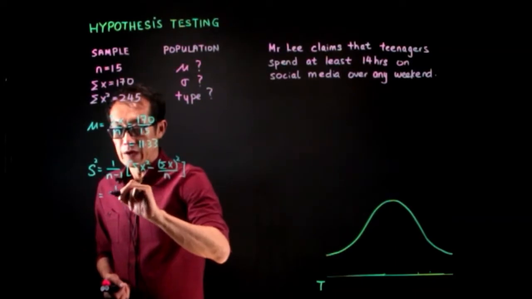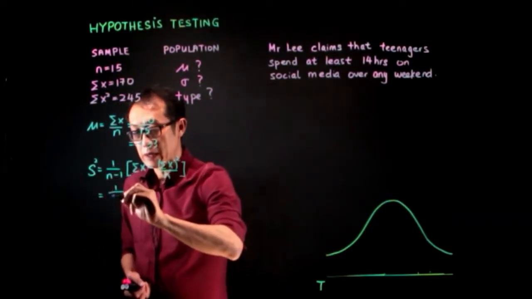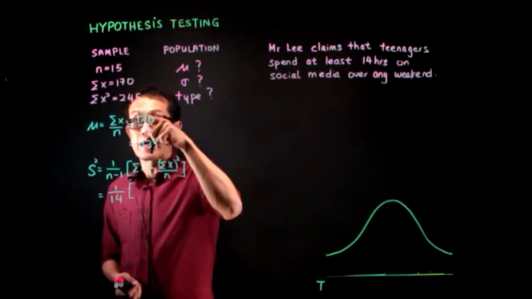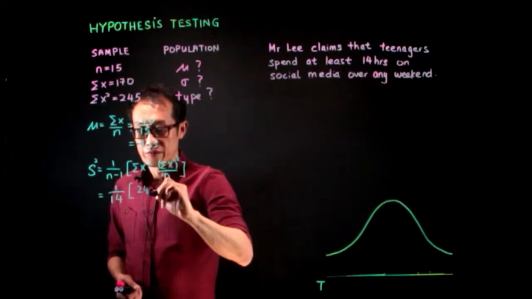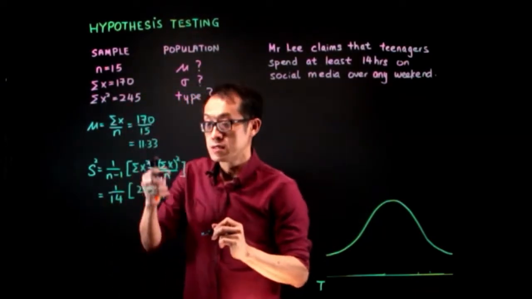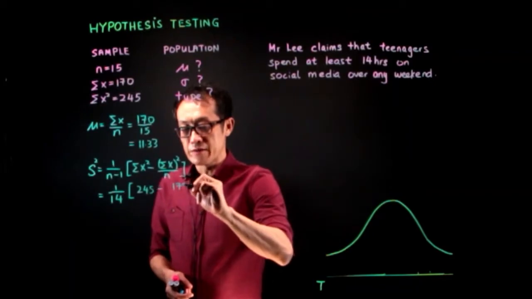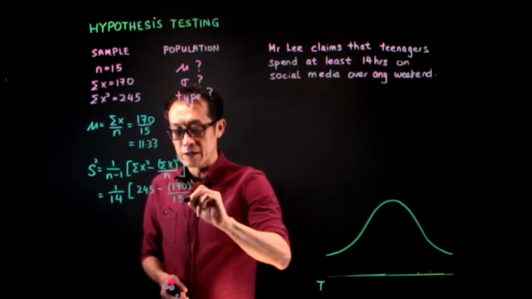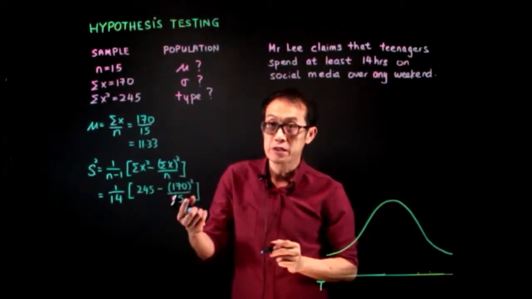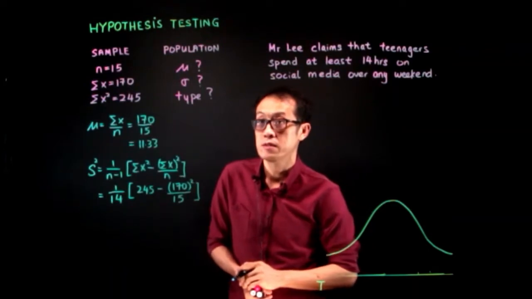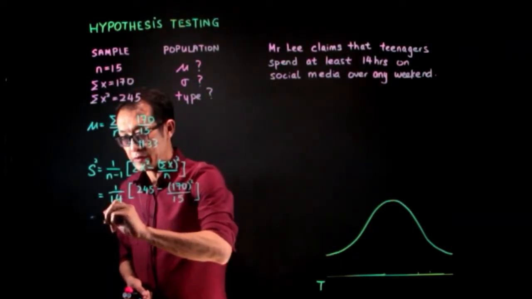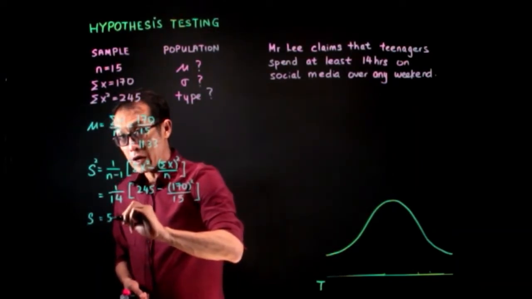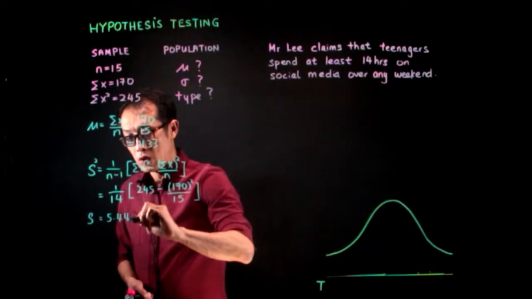So you put in the values. Now n is 15, so n minus 1 is 14. And you put in summation x squared, which is given as 245, minus summation x, which is 170, squared over 15. You can punch this into the calculator, and then you do a square root. S will be equal to 5.4463.